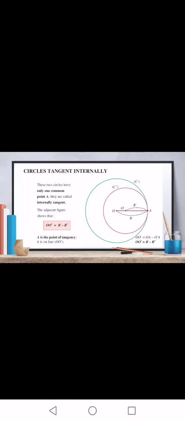Now the circles that are tangent internally. As we see in this figure, these two circles have only one common point, which is A also, and they are called internally tangent, and the length OO' is equal to the subtraction of the two radii, that means R minus R'. A is the point of tangency also.